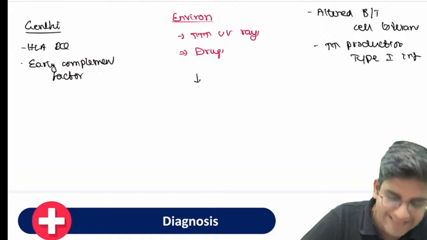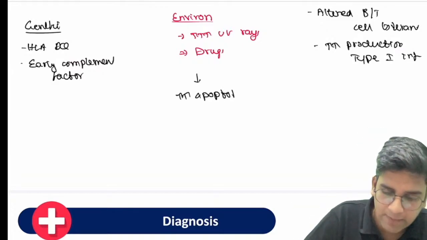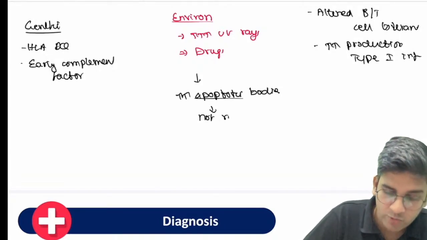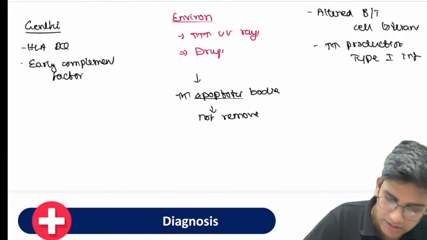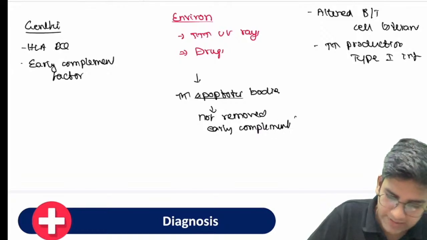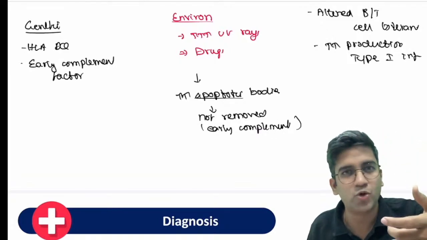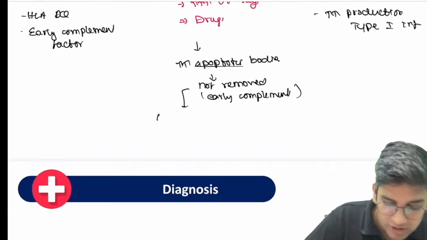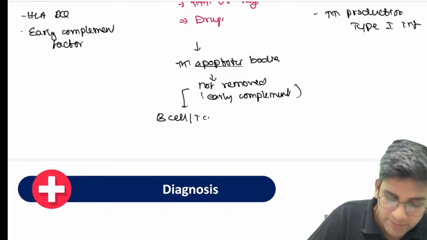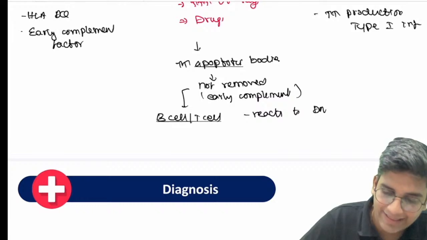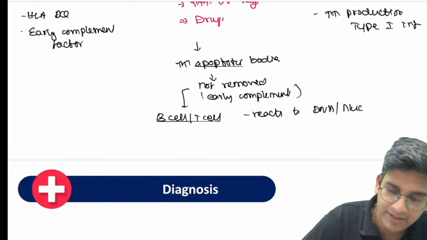So whenever there is an excess amount of UV rays, there will be an excess amount of apoptotic bodies. This excess amount of apoptotic bodies is not removed, for the reason that I have an early complement factor deficiency. Okay. Because of that, I am not removing them, because obviously I need opsonization for an apoptotic body to happen. So it keeps on staying there for a long time, right? Since they are not removed, when I have an altered B cell, the B cell and the T cell will react to the DNA in the apoptotic body, or the nuclear antigen in the apoptotic body, right?